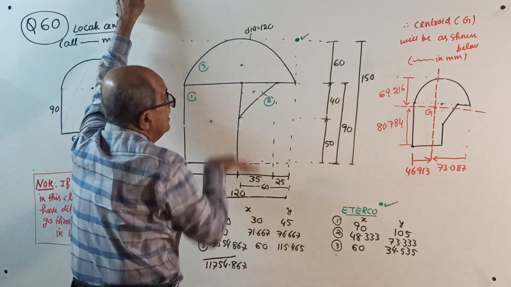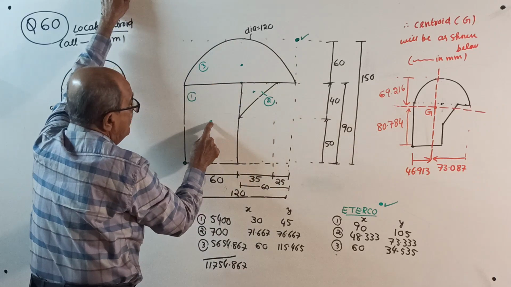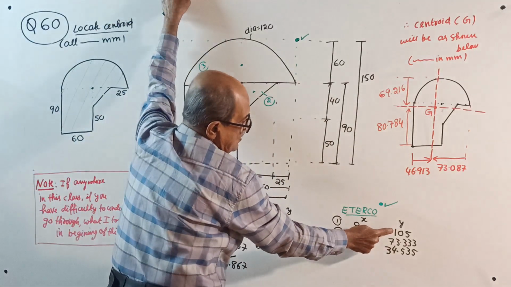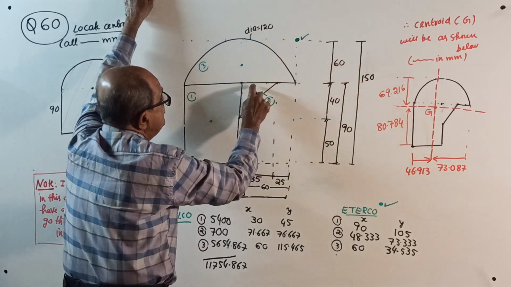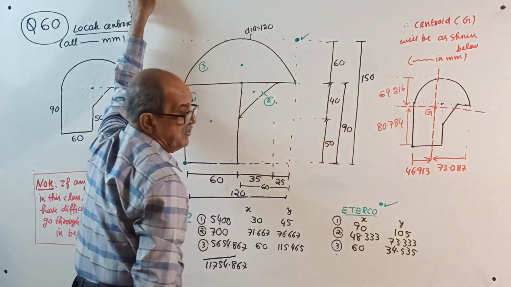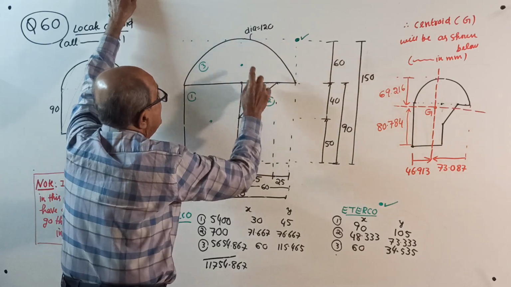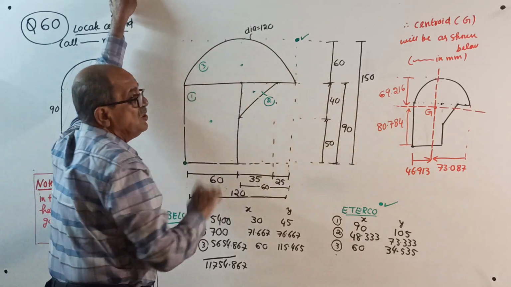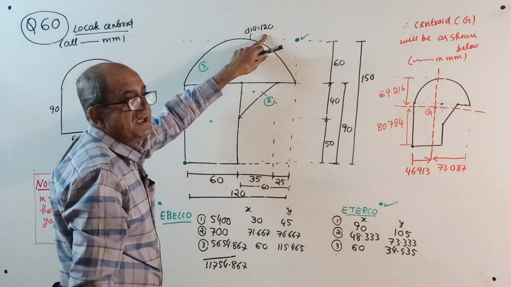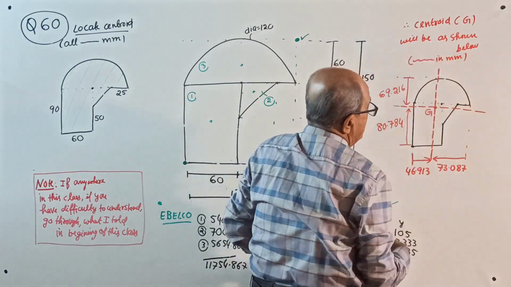Y, 60 plus half of 90, 105. 60 plus 1/3 of 40, 73.333. This one, 60, we want this distance, 60 minus 2 into 120 by 3 pi. You will get this X bar and this Y bar.